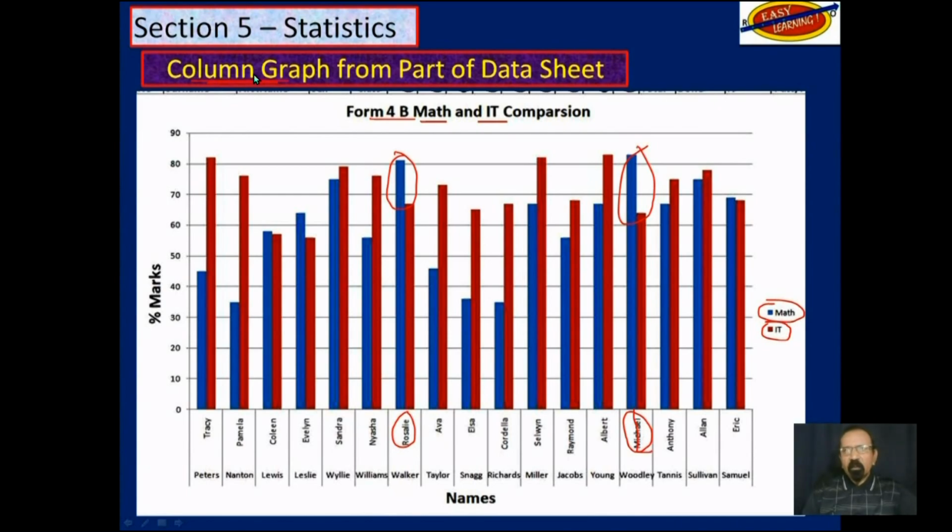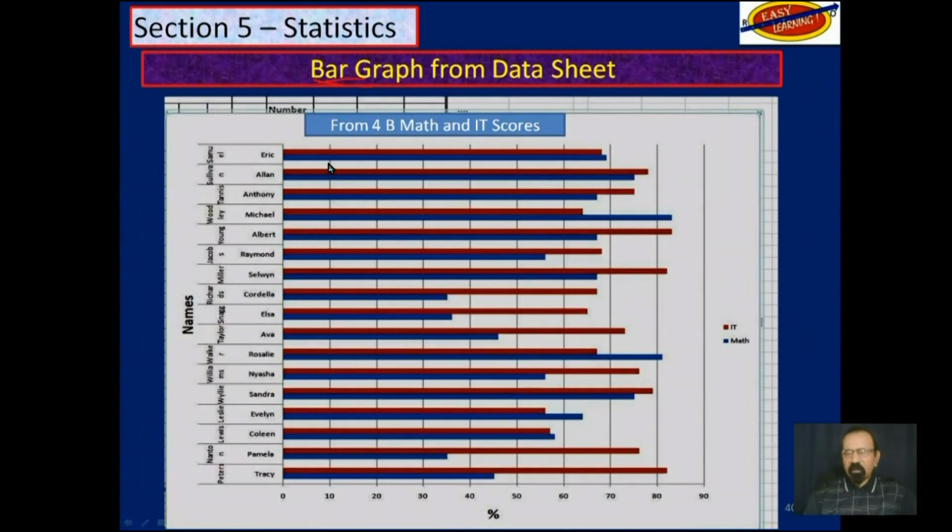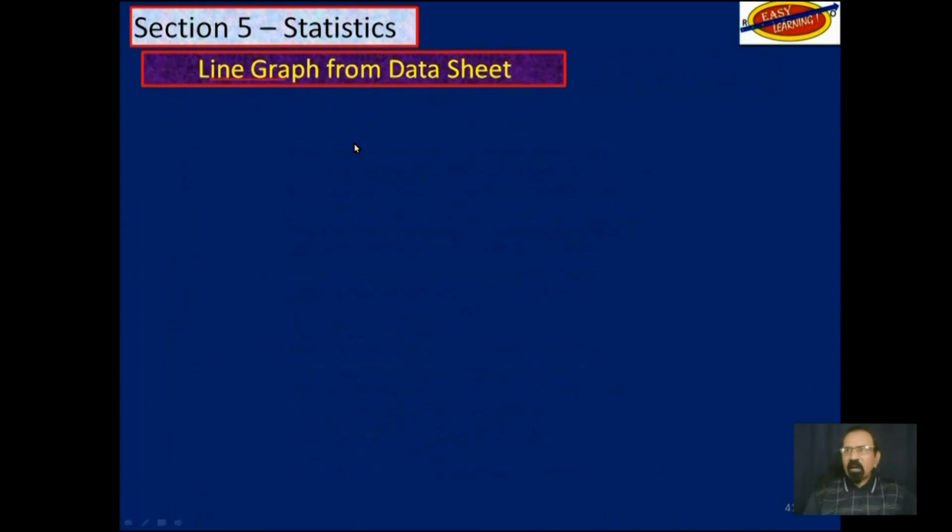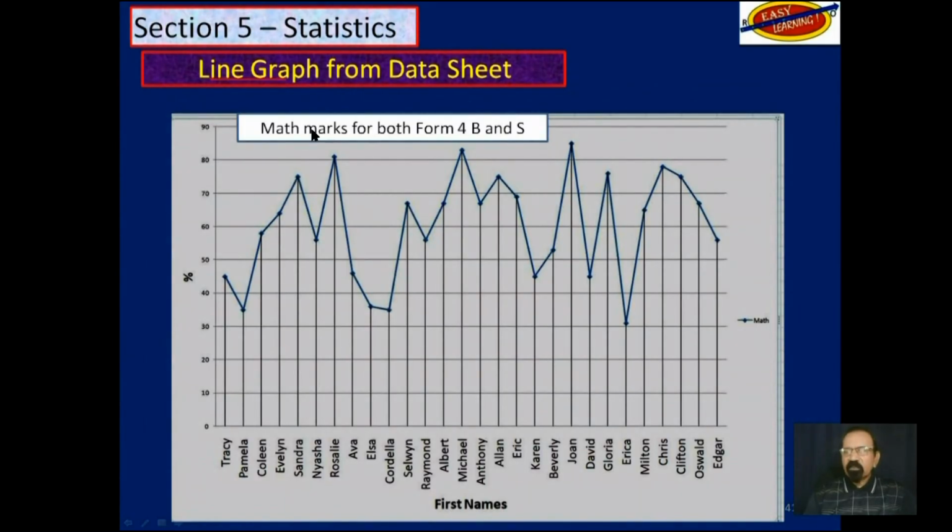Now, if we rotate that column graph horizontal instead of vertical, you now have what is called a bar graph, which looks like this. Very similar to the column graph, except that it is rotated 90 degrees to the right and is now horizontal instead of vertical. A line graph looks like this. And this is just the math marks for both Form 4 Business and Form 4 Science.